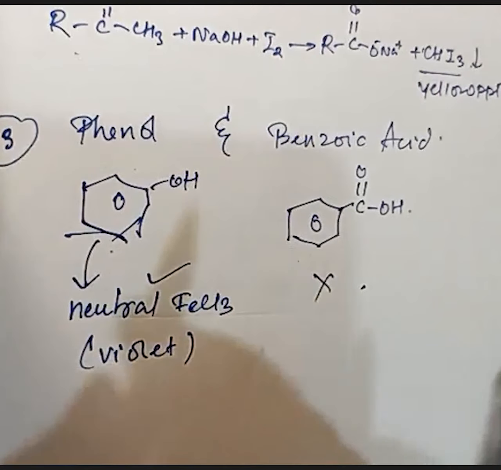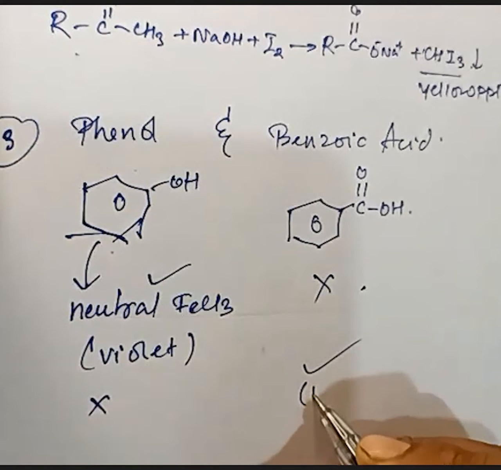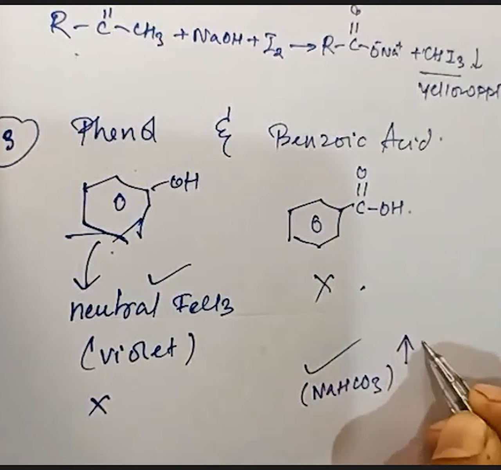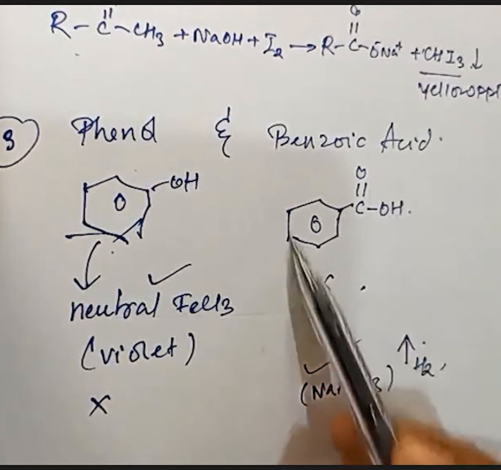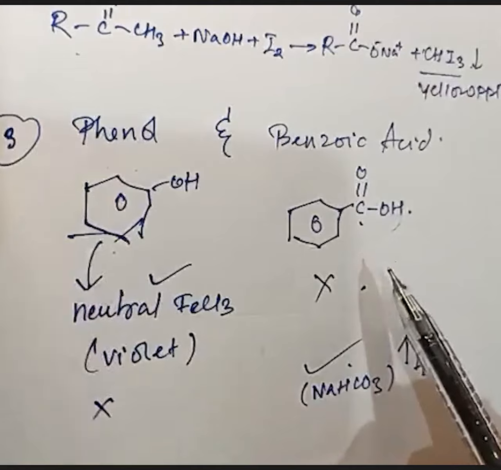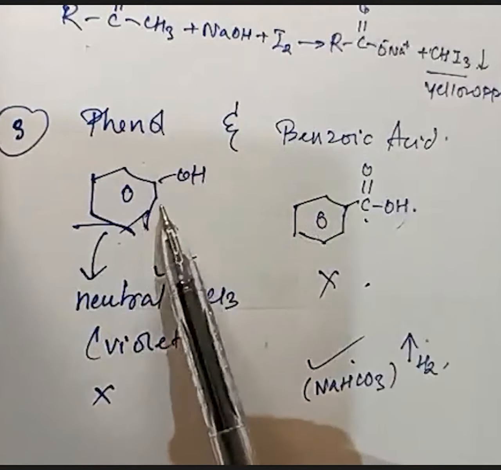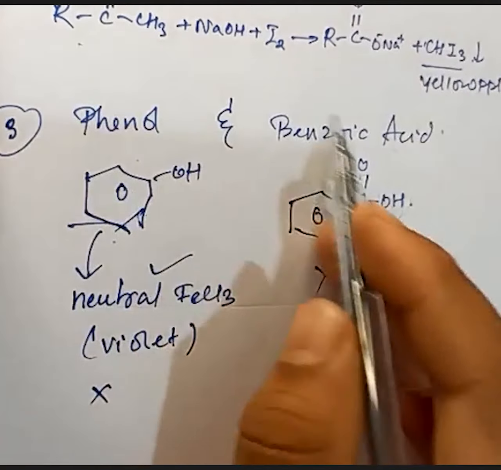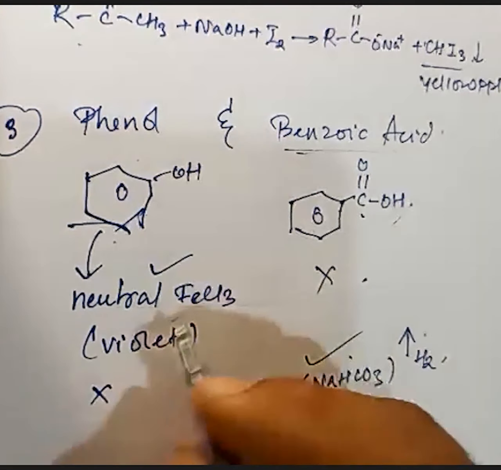Another test can be done, one will not give and the other will give: that is the sodium bicarbonate test, baking soda test, NaHCO3. Whenever baking soda is added to an acid like benzoic acid, it will create carbon dioxide which will go out. Phenol may also give that test, but phenol is the least acidic, a weak acid compared to benzoic acid.